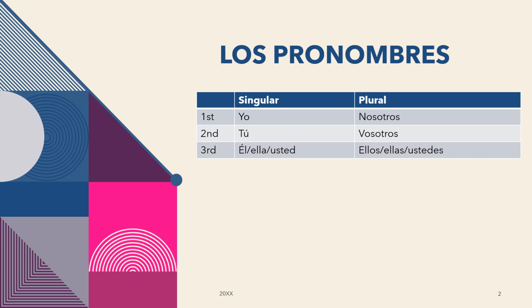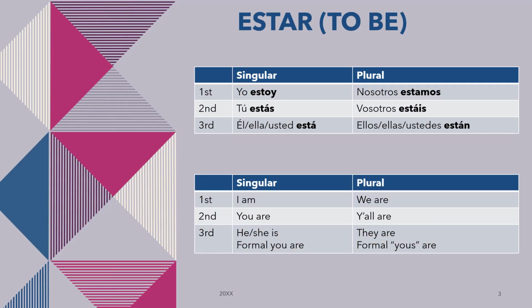One thing to note here, as we're going to see in the very next slide, is that this chart used for los pronombres is directly linked to verbs. We use the exact same chart, the first, second, and third person concept, and the singular and plural concept, when we're conjugating a verb. So, para este verbo, estar. Estar significa to be.